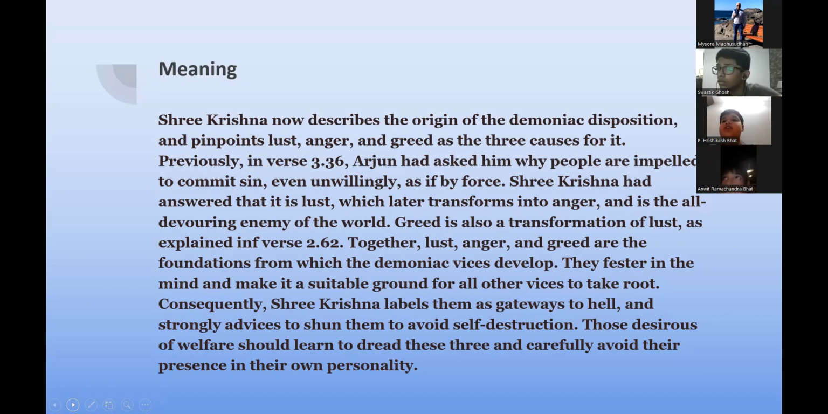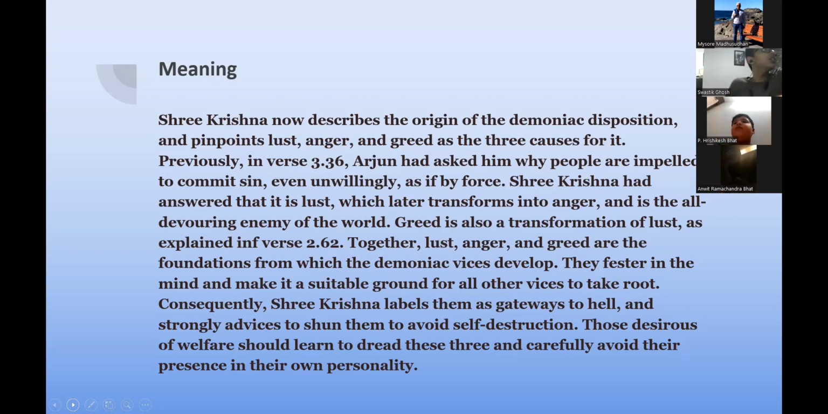As explained in the 2nd chapter, 62nd verse, together lust, anger, and greed are the foundations from which the demoniac vices develop. They fester in the mind and make a suitable ground for all the other vices to take root. Consequently, Sri Krishna labels them as the gateways to Narka and strongly advises to stop them and to avoid self-destruction. Those desirous of welfare should learn to dread these three and carefully avoid their presence in their personality.